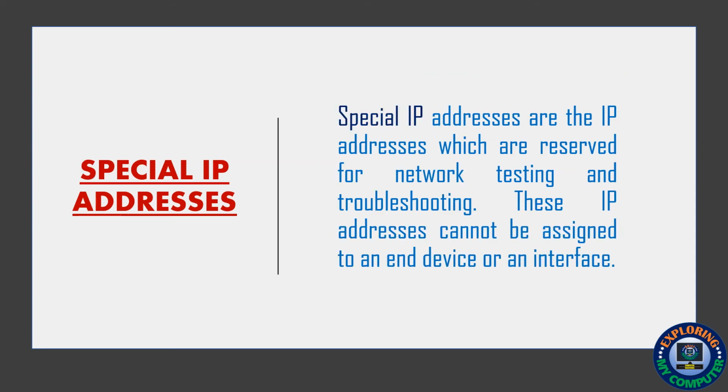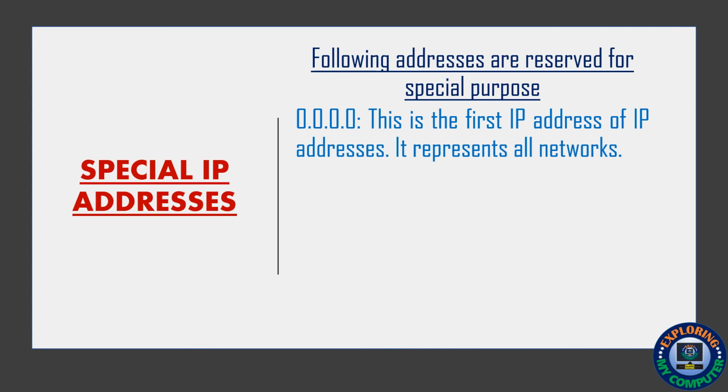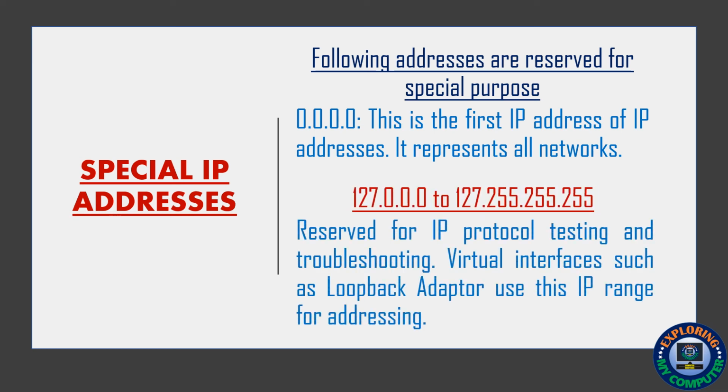Special IP addresses are the IP addresses which are reserved for network testing and troubleshooting. These IP addresses cannot be assigned to an end device or an interface. The following addresses are reserved for special purposes. 0.0.0.0. This is the first IP address of IP addresses. It represents all networks. This IP is reserved for testing and troubleshooting. Virtual interfaces such as loopback adapter use this IP range for addressing.